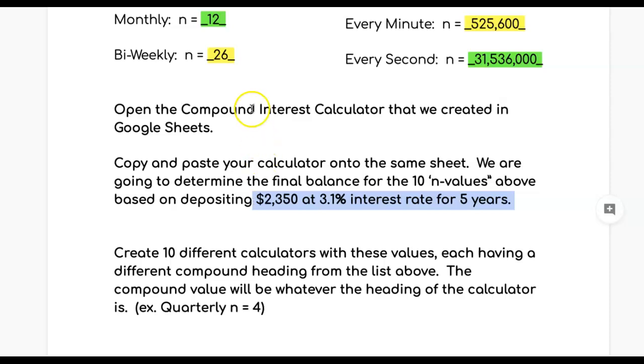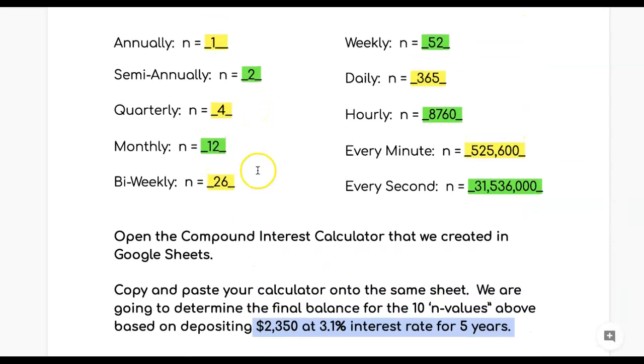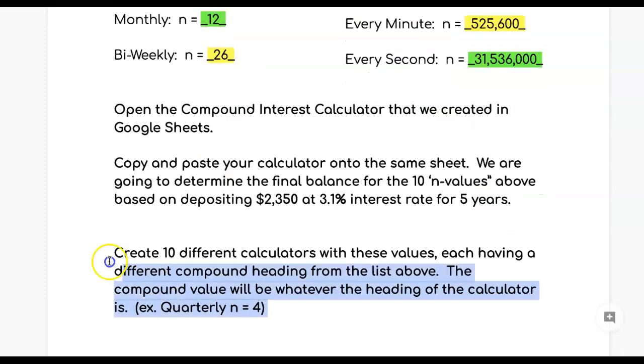The only thing we're going to change, we're going to try to do this calculation once a year, twice a year, 4 times a year. We're going to compound it more and more frequently, which should result in more and more interest, more and more money, and we're going to discover what happens when we keep increasing the amount of times we compound all the way up through seconds, every second. And something interesting will happen. So now we're going to create 10 different calculators, and we'll put those values in, and we'll do that together.